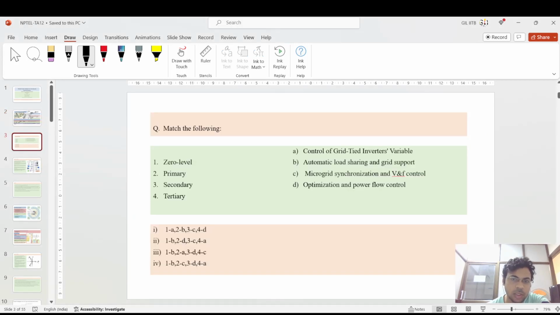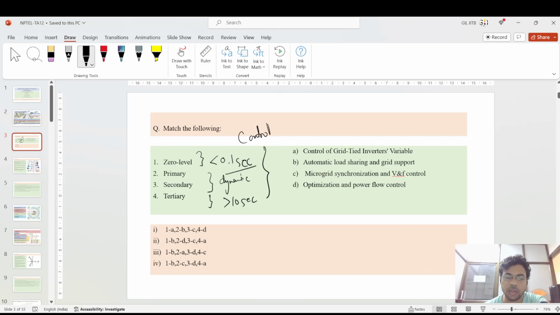So coming to this question which I have told you, different types of control mechanisms are there. Primary and secondary are for dynamic response, and tertiary is a very slow response, greater than 10 seconds, and the zero level response is really fast, less than 0.1 second. So these are the different types of control dynamics inside of this DC microgrid.